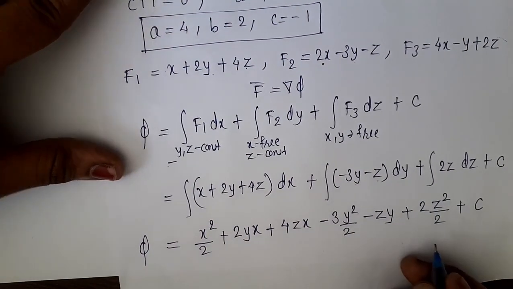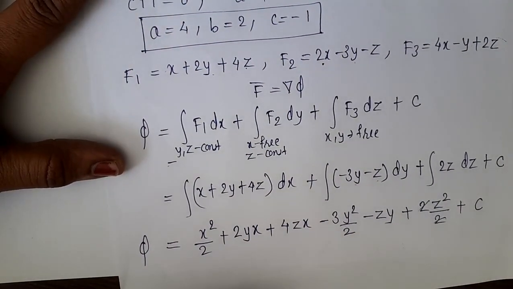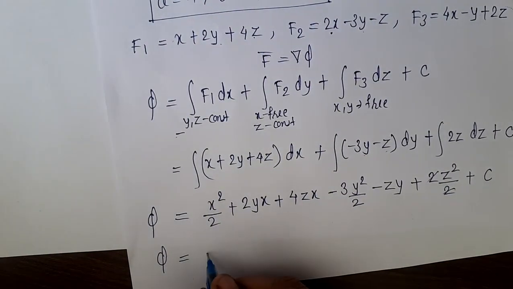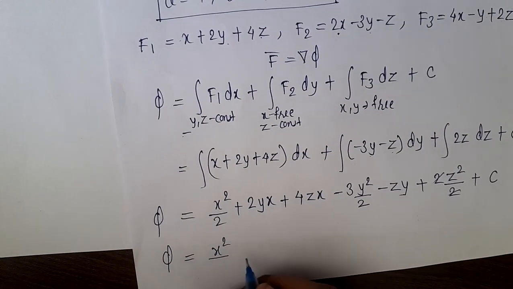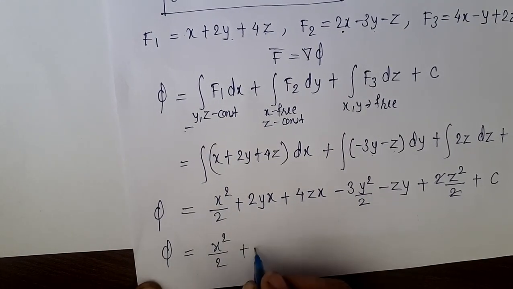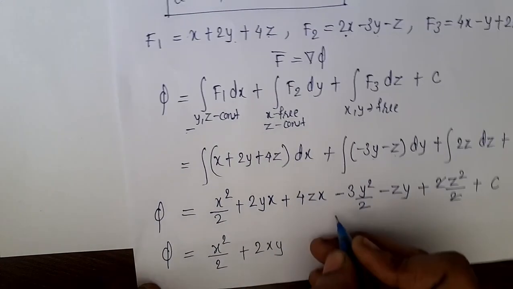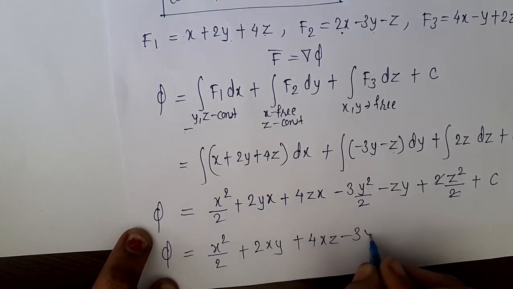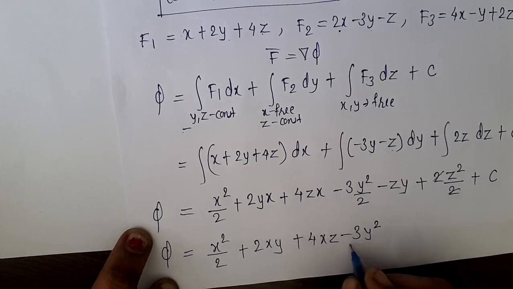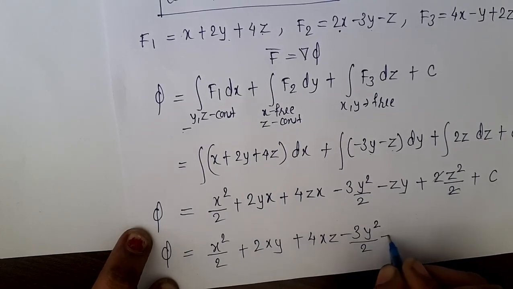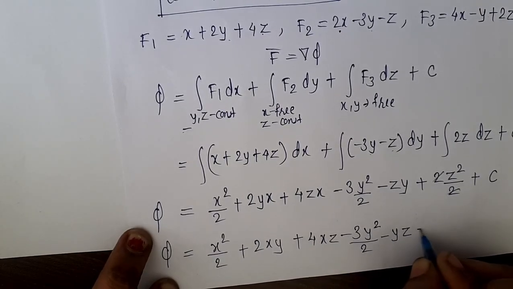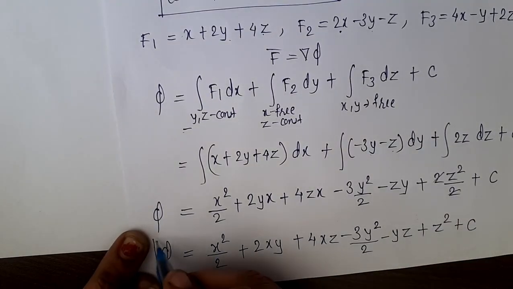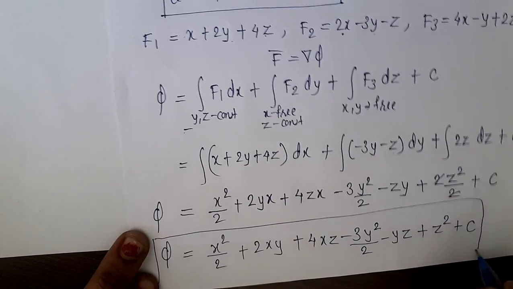You can cancel out, those terms will get cancelled. So only this 2 will get cancelled. Remaining terms are as it is. So x square by 2 plus 2xy plus 4xz minus 3y square by 2 minus yz plus z square plus c. So this is our scalar potential phi.